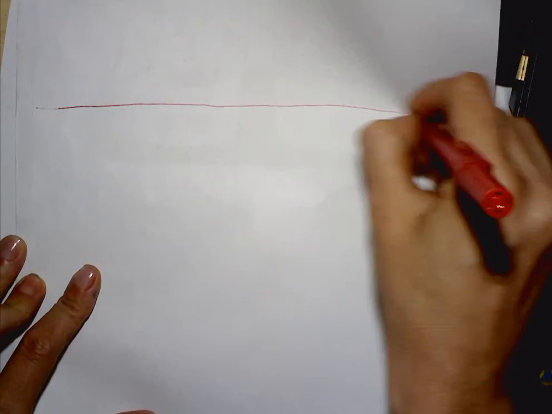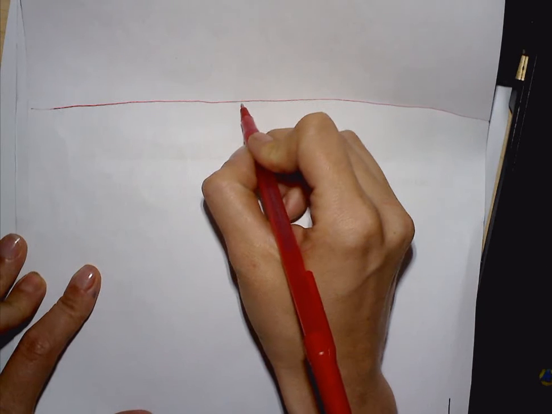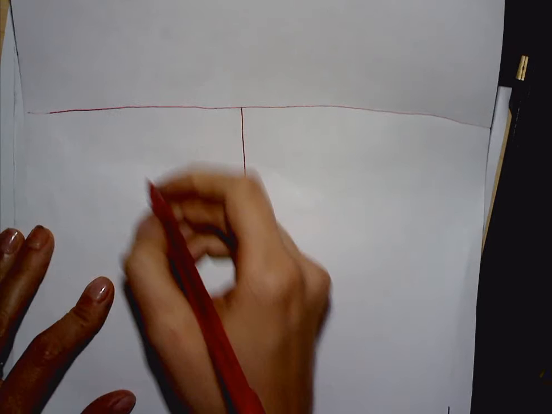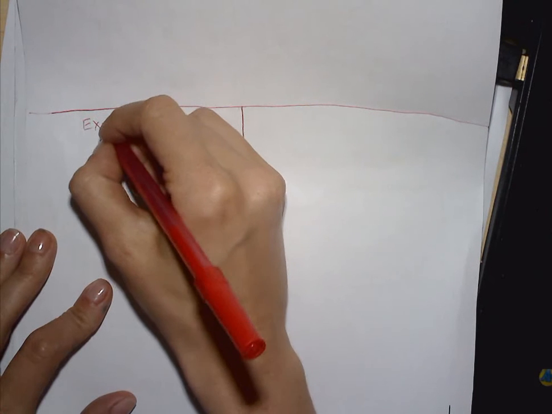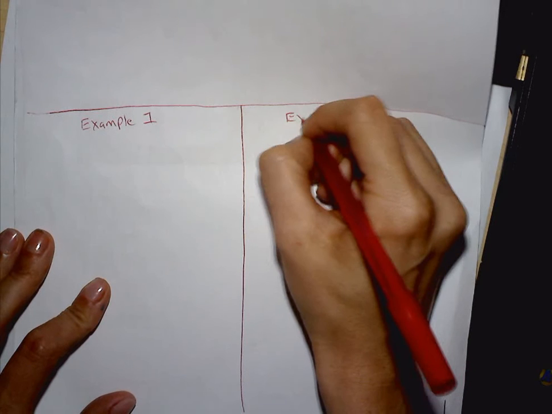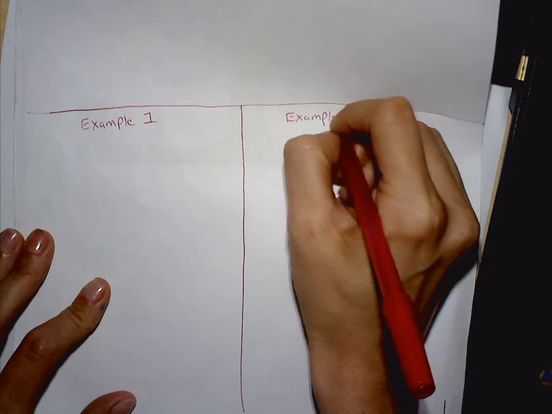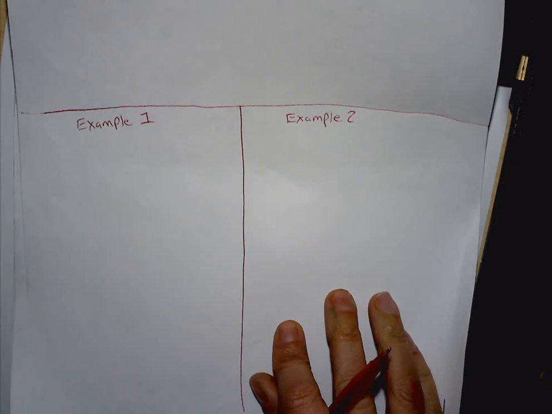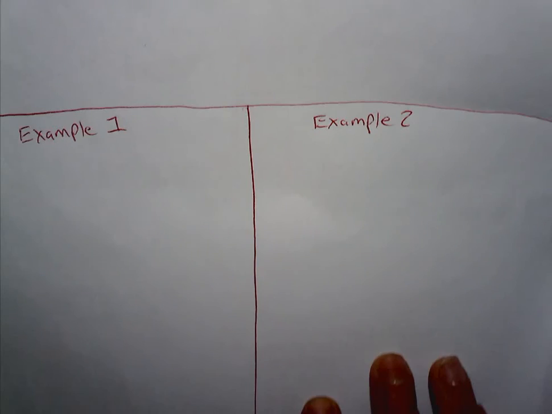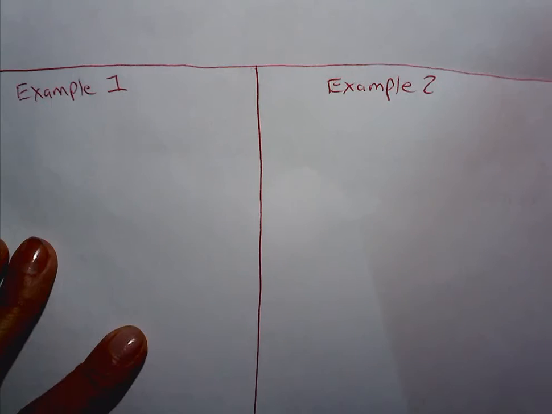So I'm just going to use the lower half of this warm-up page, and I'm going to divide it into half, or actually, sorry, a quarter, because there are two problems. So there's example 1 and example 2. So the first example that I'm going to go over is, let's go to it here.